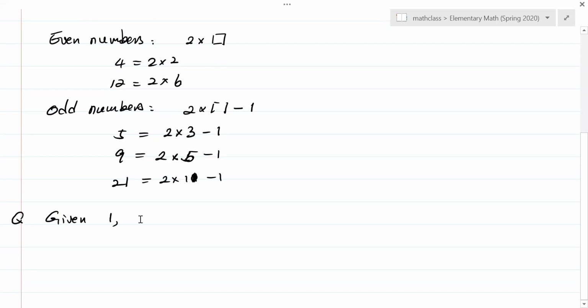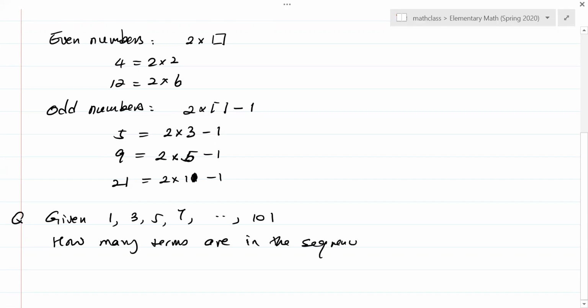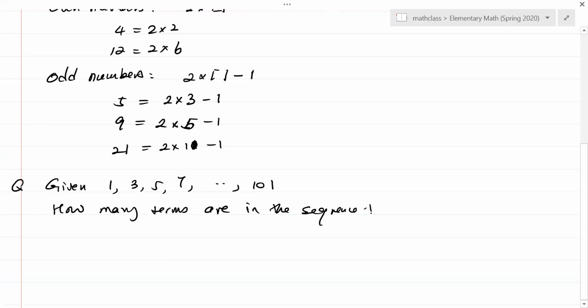given a sequence, and this sequence always increases by 2, my question is, how many terms are in the sequence? Okay, now let me show you how to do it. Well, you just say count, it's 101. No, it's not, right? It's not 100 terms there. It's much less.